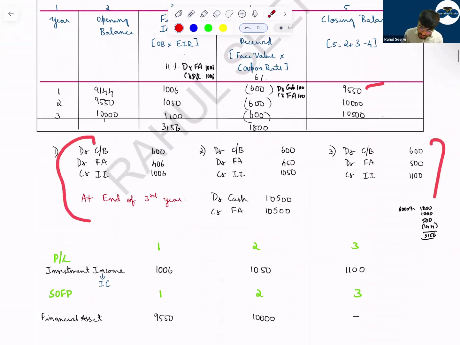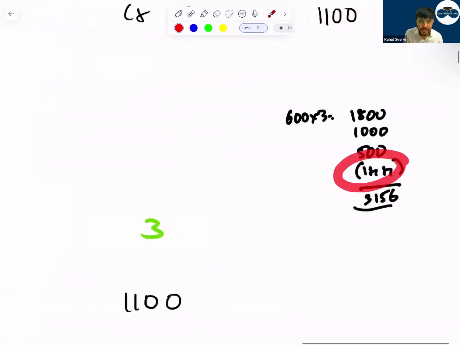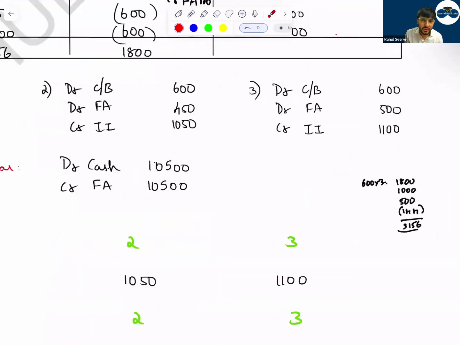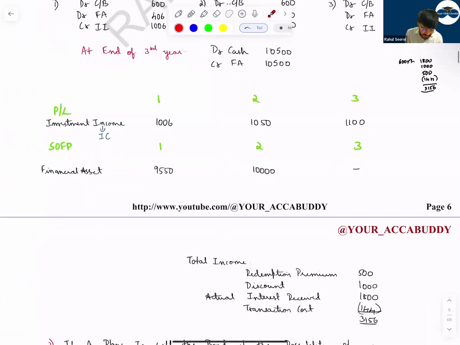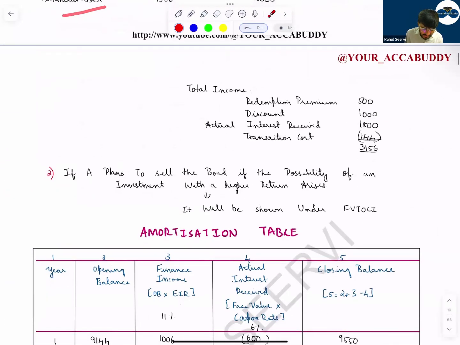So this is the way we have seen, and we have done the total also, and your income is tallying. Only one thing was your expense, that is your transaction cost. So interest income, financial asset. Then we have seen the second type.